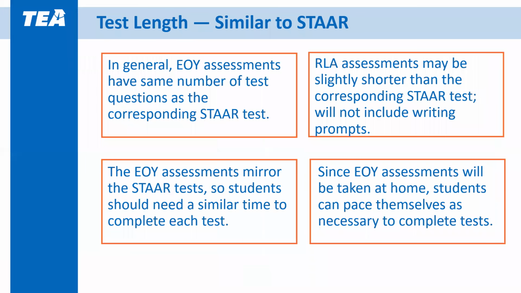The test link. So again, as we've said a couple of different times, the test is similar. The end-of-year assessments are based on the STAAR test. So they have the same number of test questions as the total blueprint and in each reporting category. The only exception to that would be the reading language arts assessments. Because of the new curriculum, there aren't as many released test questions that align to the current curriculum as there are in other subject areas. So those might be slightly shorter. And again, they will not include a writing prompt for grade 4 or 7 and for English 1 and 2.